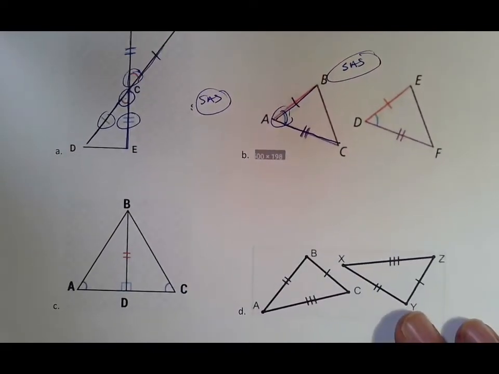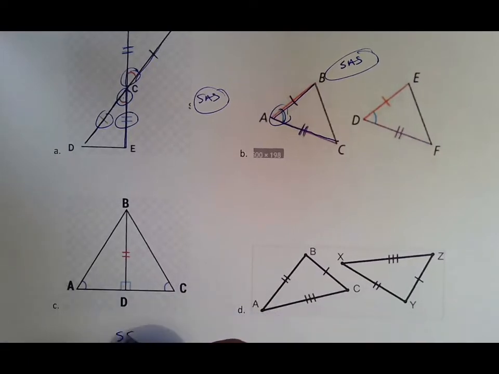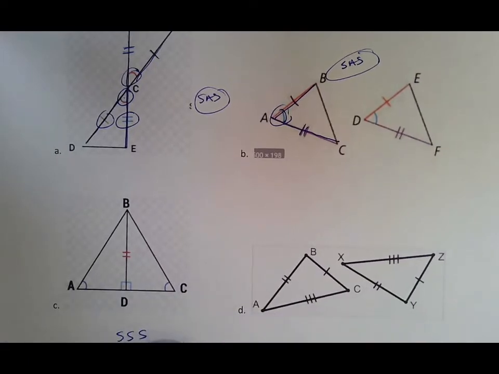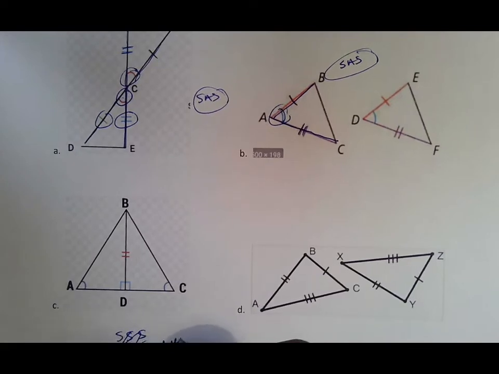Looking at the next one, it doesn't work like that, because notice you have 2 angles, and when you look at side, side, side, or side, angle, side, neither one of these has 2 A's, which means that this has to be neither.